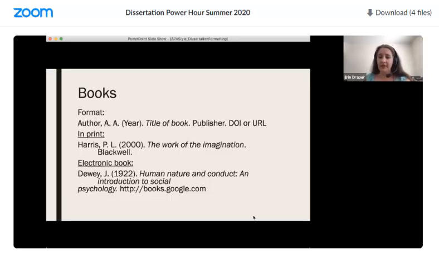A DOI question that just popped up. If you aren't using the URL format, does DOI need to be capitalized? It should not be. It should be in lowercase.